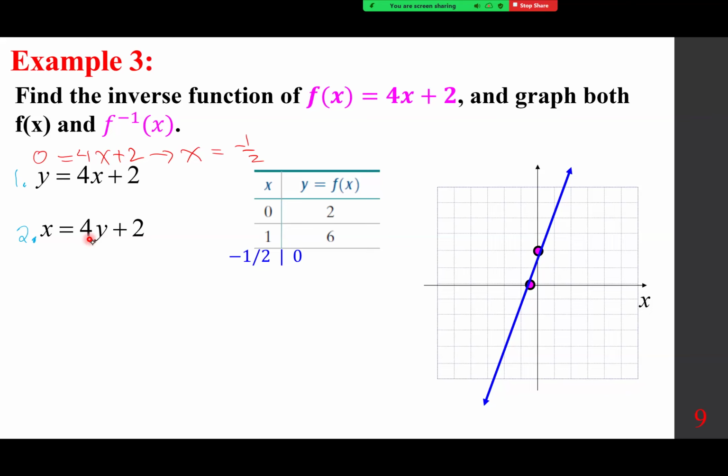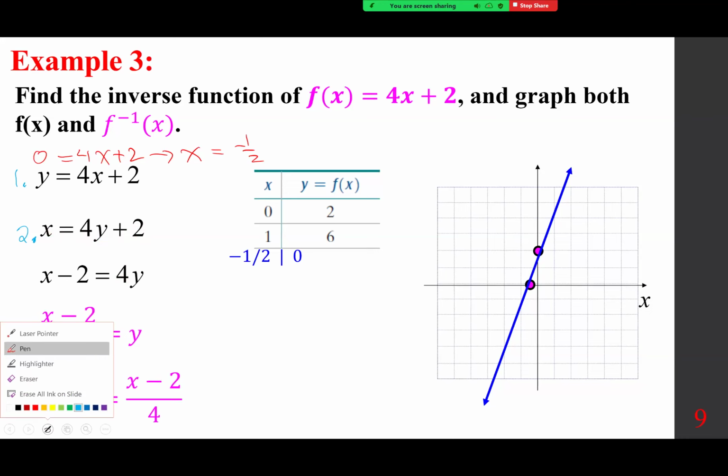However, we solve for y. So again, I want you to see what happens here. This is the inverse, but we solve for y. Simply put, move the 2, divide by 4. So that's the third step. Call this f inverse. So the third step is to solve for y, and the fourth step is to give it a name, f inverse.